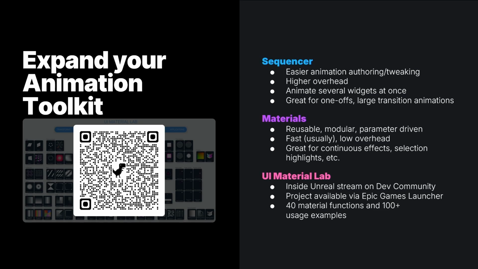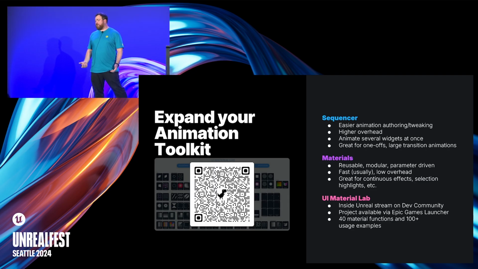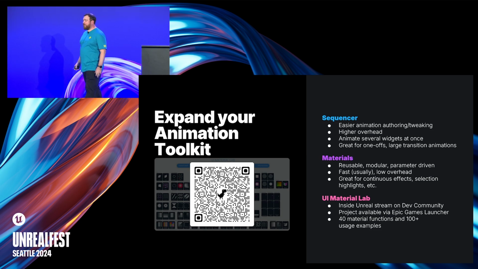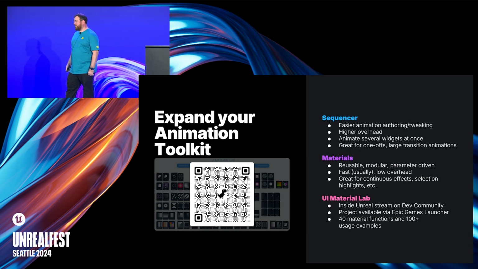So that's kind of the ideal thing when you want to do one-shot animations that might adjust a lot of different attributes at once, like move a bunch of panels in and off screen, big transitions and things like that. The other technique would be to animate in materials. You can set up reusable materials, you can set up parameters that can be driven by your animations, and you can either animate those still with sequencer, but it's a little lighter weight, or you can animate them directly in the material. This is great for continuous effects, things like a selection highlight, a glowing button, something that runs on a loop forever, doesn't require editing tools in the same way.